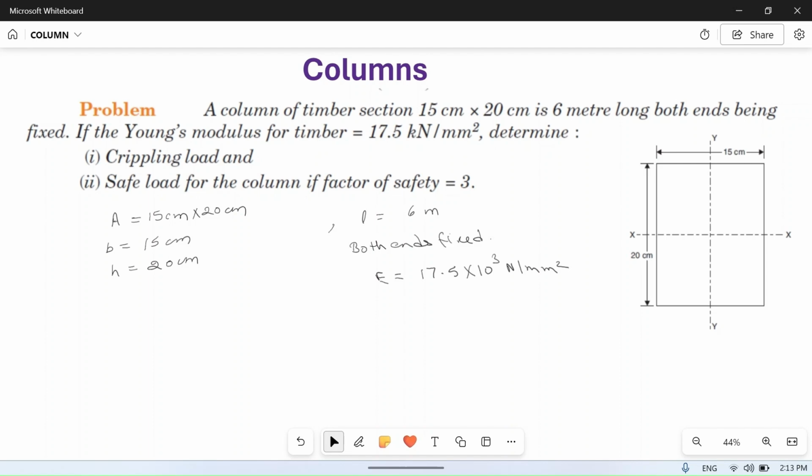A factor of safety is 3. So what is the factor of safety? Suppose a column has to take a load of 10 kilonewton. We will design it for 30 kilonewton so that it is 3 times stronger than the original strength required. That is called the factor of safety. We make it more safe.